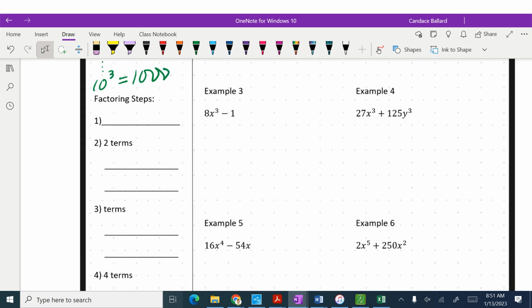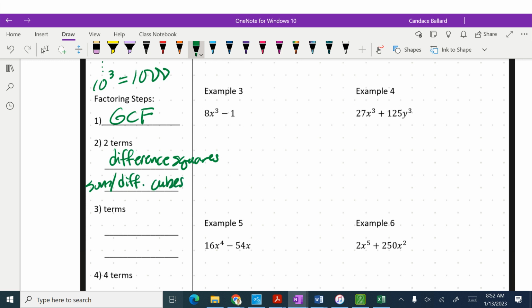So the very first thing we look for every time we factor is what? Greatest common factor. So that hasn't changed, okay? What has changed is when we have 2 terms. When we have 2 terms, we check to see if it's a difference of squares or a sum or difference of cubes. I'm not going to spell out the word difference because I don't have enough space. So with cubes, you can have a sum or a difference. All right. They just have to be cube things.